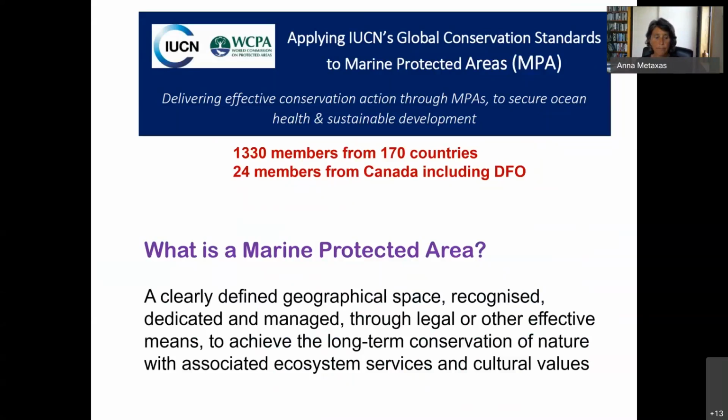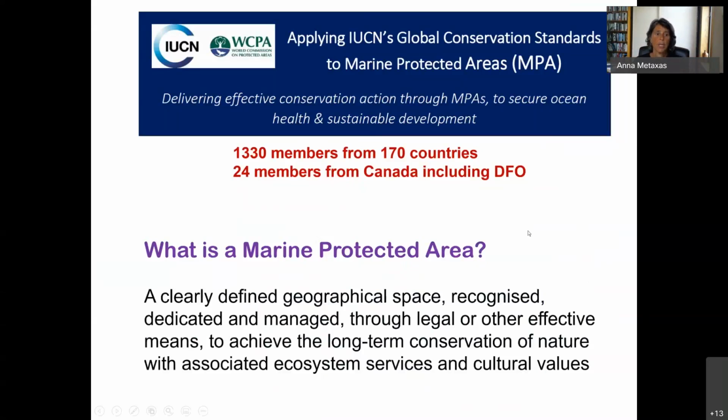So according to them, a marine protected area is a clearly defined geographical space that is recognized, dedicated, and managed through legal or other effective means to achieve the long-term conservation of nature with associated ecosystem services and cultural values. So it is important. It's outlined. Everybody knows it's a marine protected area, and it's actually managed as such. So this is the legalese, right?